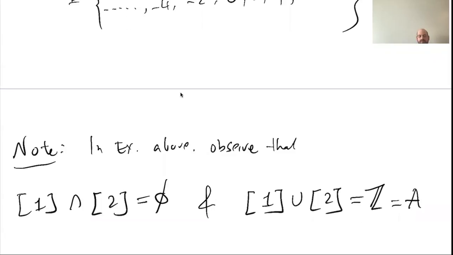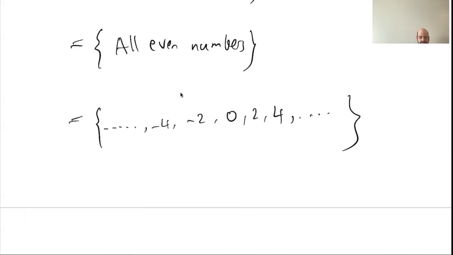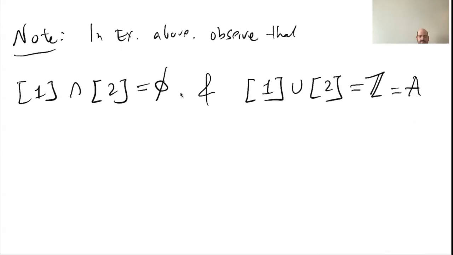So this is a property that equivalence classes always have. Any two of them are either equal or they have empty intersection, and the union of all equivalence classes will be your whole set. Okay, so first I wanted you to observe this fact for this specific example, and then we will prove this in general as a theorem.